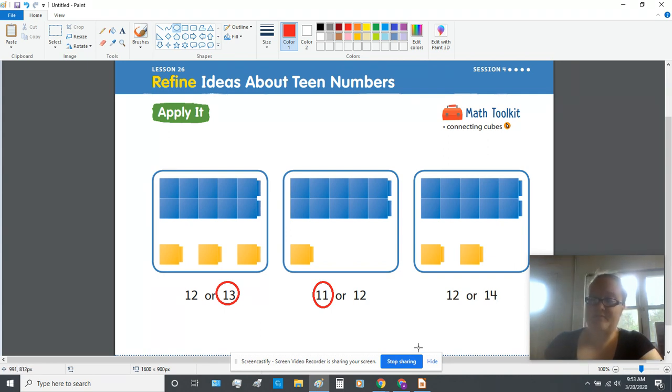Now this last one, I'm going to help set you up, but you are going to answer on your own. So I see a group of 10, which means it is a teen number, and I see some extras. Your job is to decide if it's showing you 12 cubes or 14 cubes. Pause the video if you need time to prepare and answer your question. Go ahead and hit play when you're ready to move on to the next page.